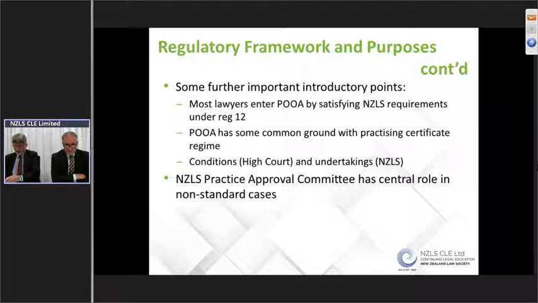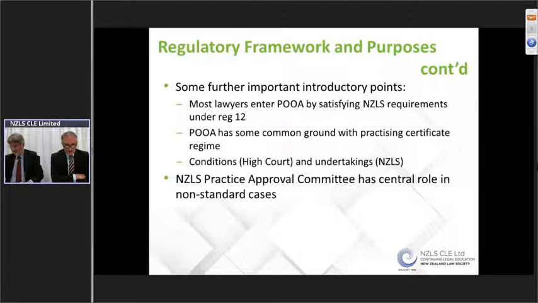The other point is that practicing on own account has some crossover with the practicing certificate regime, particularly where a person is applying to re-enter practice on own account from a period of absence from the legal profession. A person in that category would be required to apply both for a practicing certificate and to satisfy the Section 31 requirements, so there are some issues there. And the ability to impose conditions.